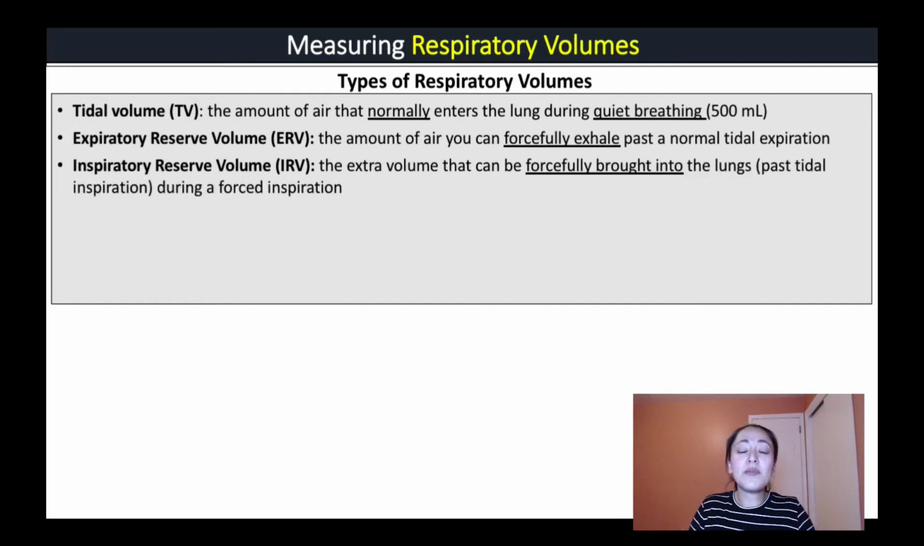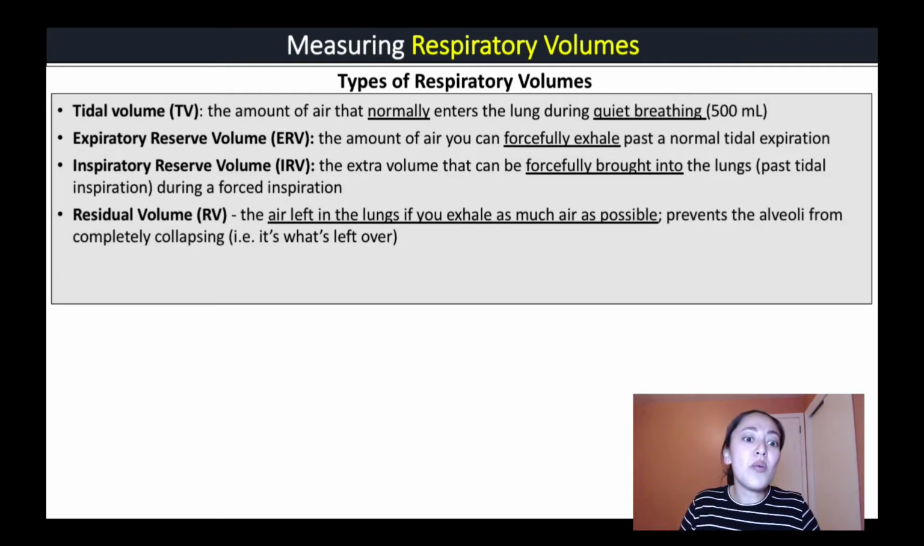Same thing can happen with inspiration. And so when you're breathing in normally, you're not breathing in the maximum amount that you could. So the extra volume that can be forcibly brought into the lungs past your tidal inspiration is called your inspiratory reserve volume. So in order to observe this, take a normal breath in and then breathe in the extra bit of air that you could. So we're not always breathing in our maximum amount of air, okay? So the extra little bit that you could be breathing in is your inspiratory reserve volume.